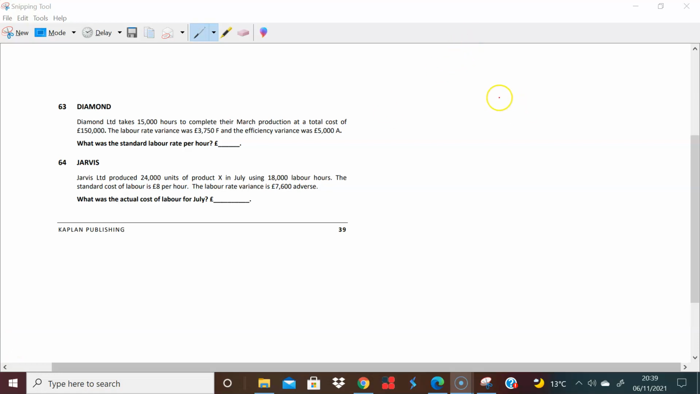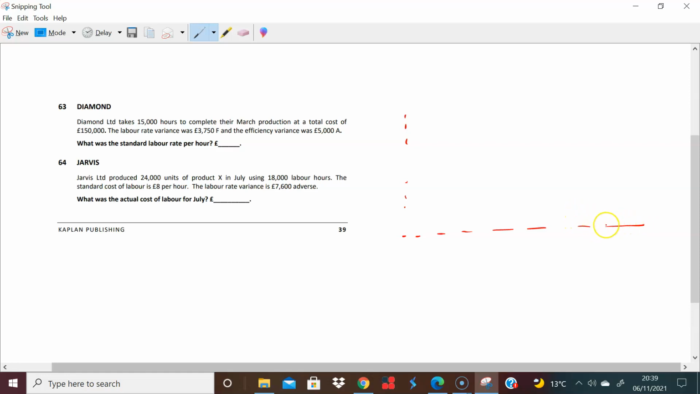Okay, let's do question 63. I'll do it as a teaching question. It feels like a full potential question there. So it says here that Diamond takes 15,000 hours to complete their production.